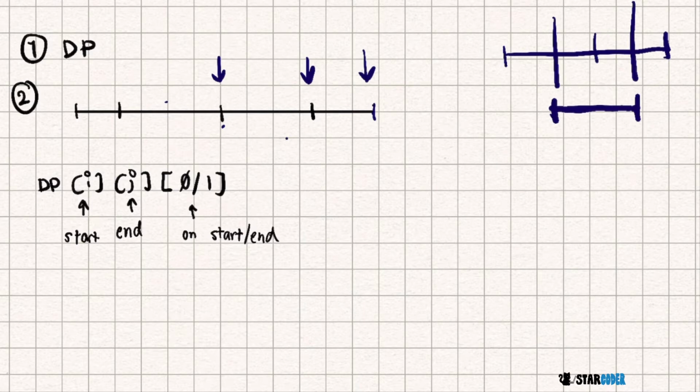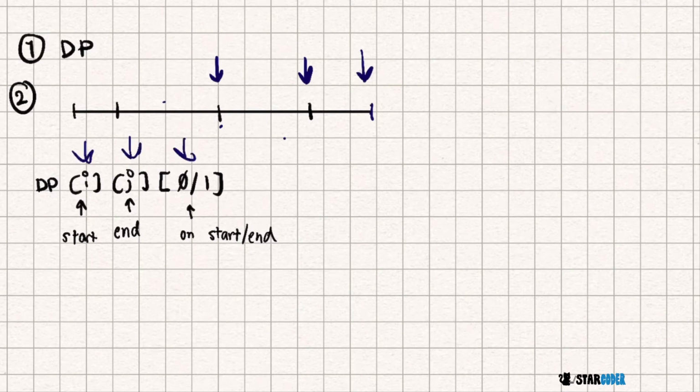So we're going to create a 3D DP. I is going to be the start, J is going to be the end, and then we're going to have a third value which is going to be 0 or 1, depending on whether we're currently on the beginning or the end.